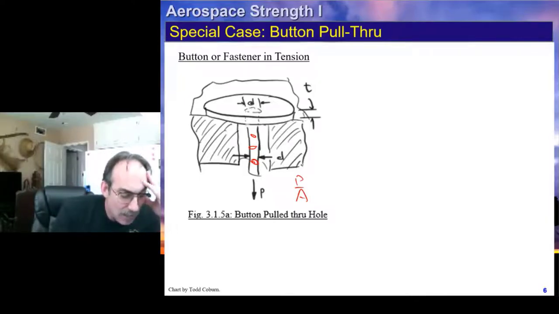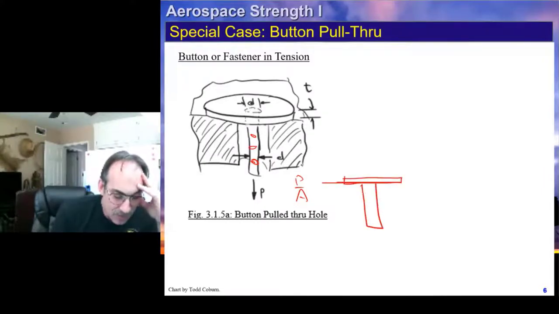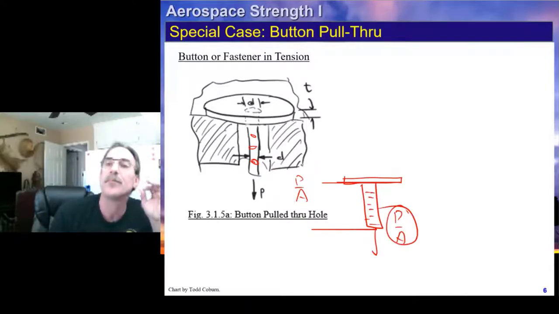That's going to be true until we get up here. If we look at the side of it, it looks like this. So when we pull on this, all through here, no matter where we take a section cut, we just have a P over A. What kind of stress is that? Axial. Another word for that is normal stress.